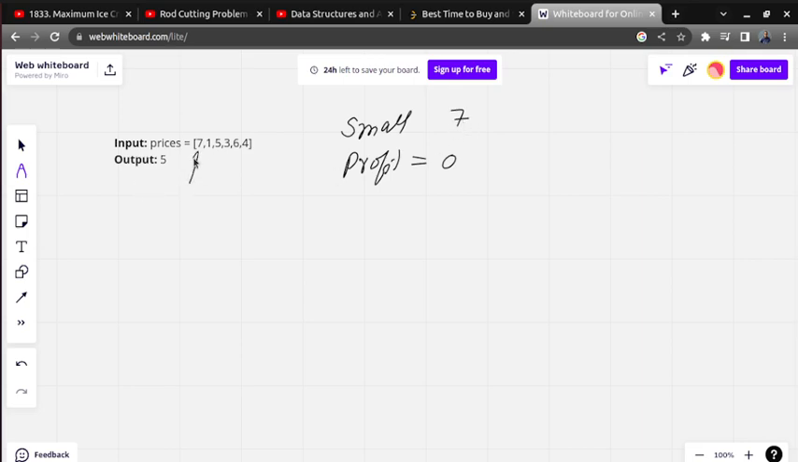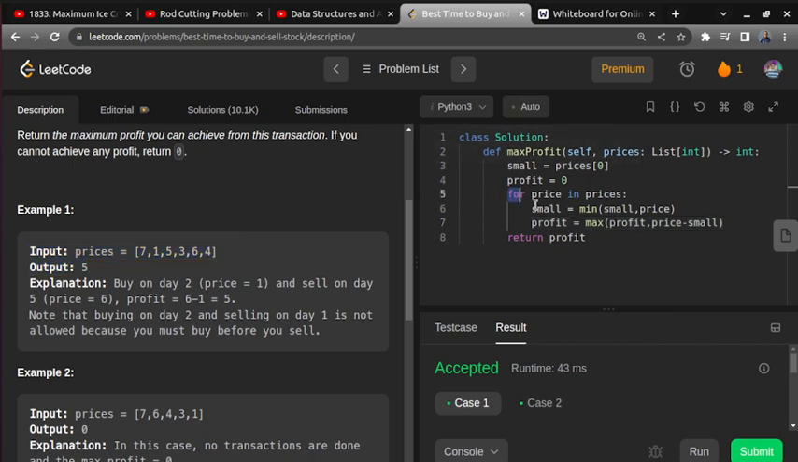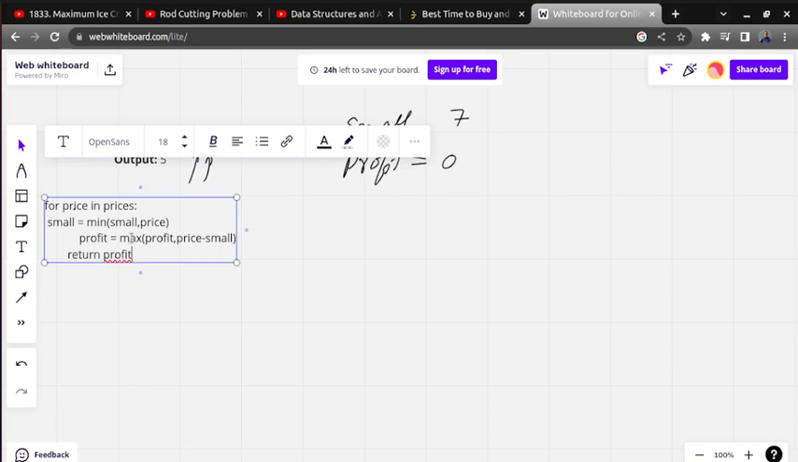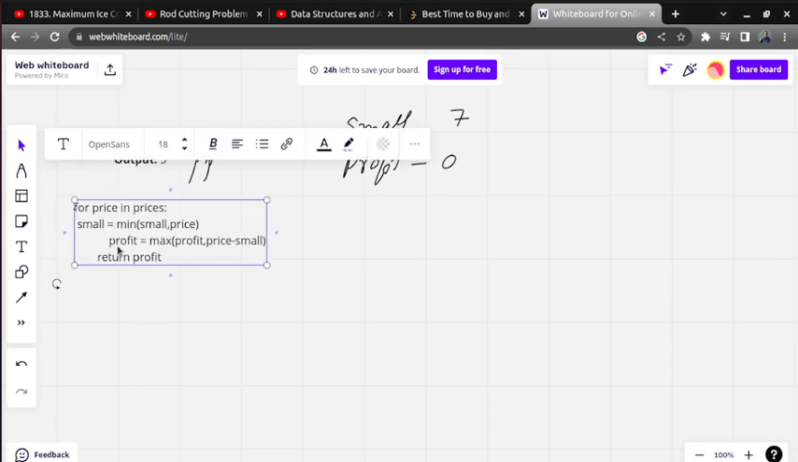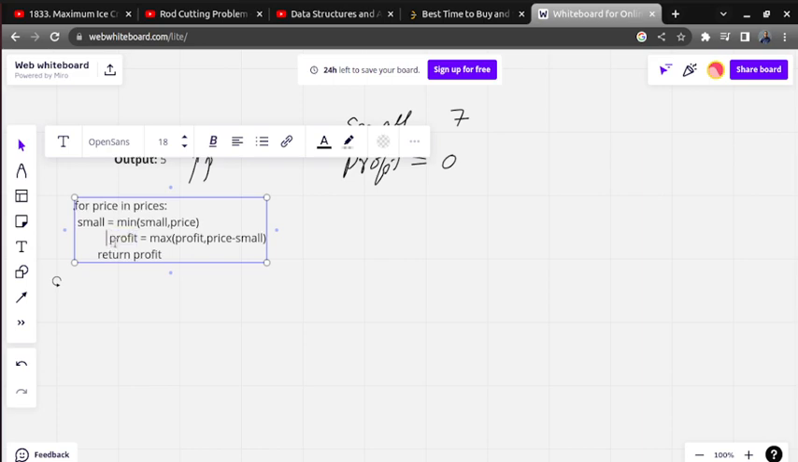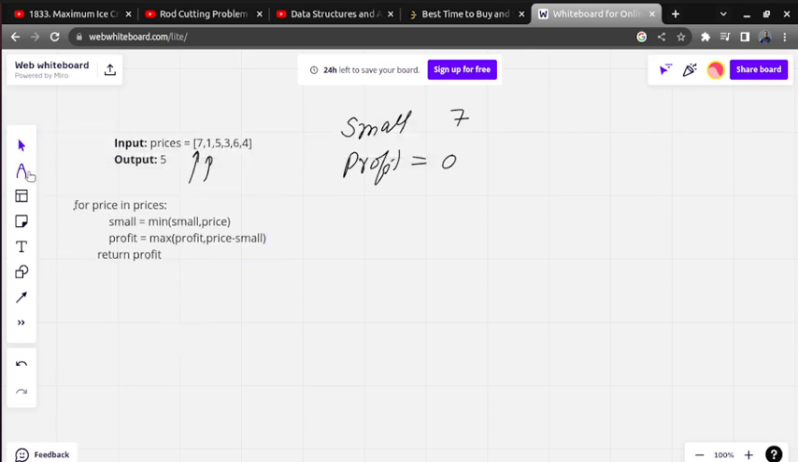So we are on the first element, then we come to the second element. Here, what I will be doing is copying the solution as well, so that we can see what the next step is. At every step, what we are doing is calculating small and profit, correct? Let me rearrange this so it will be a little bit clearer. This is what we are going to do.